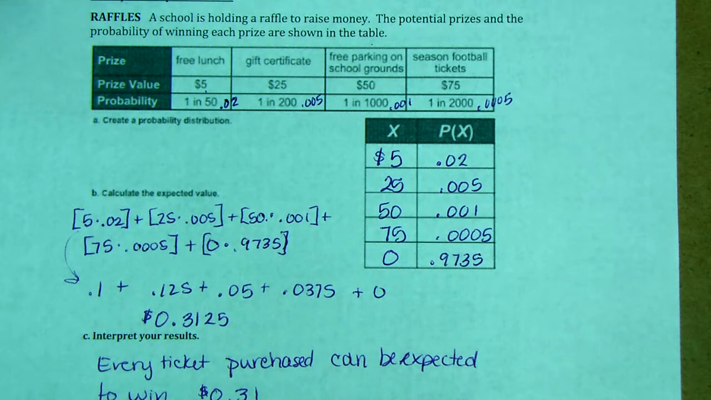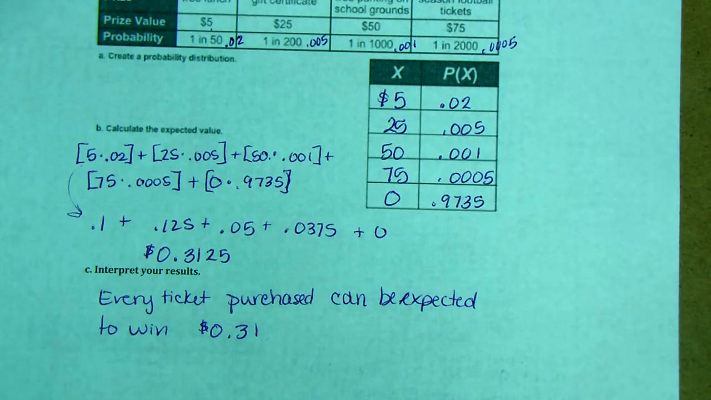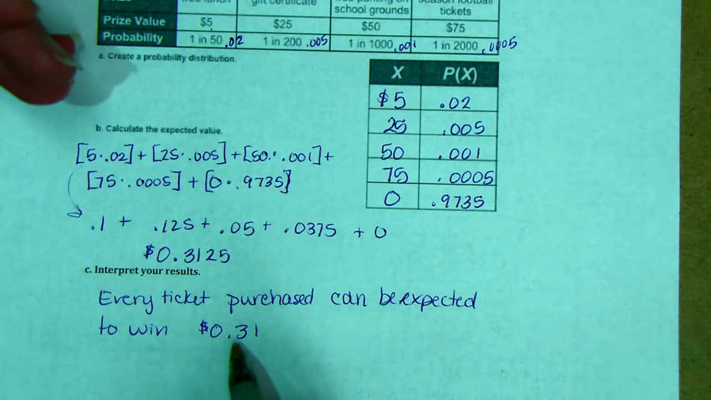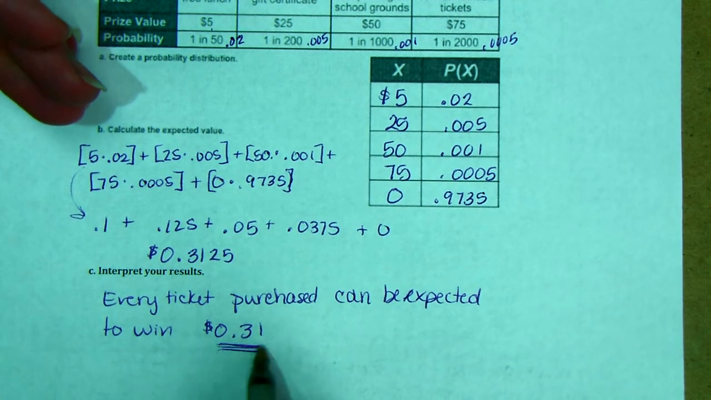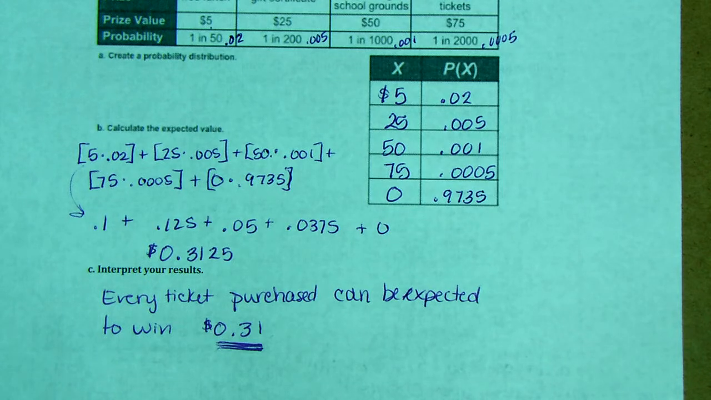Now, obviously, it doesn't make a lot of sense because none of the tickets are going to win 31 cents. There's some winning 5, 25, 50, and $75, but on average, the expected value is a weighted average. So I would say that you use this value to determine what you're going to sell every ticket for. On average, if they're going to pay out 0.31 on every ticket, then you want to be selling each ticket for more than that price so you can make something on it.